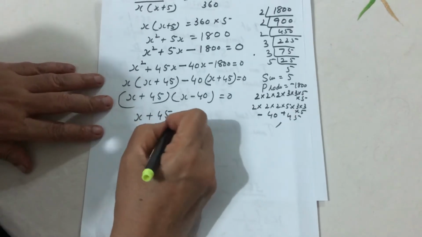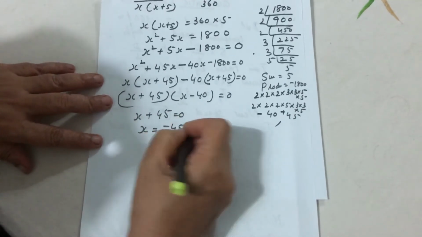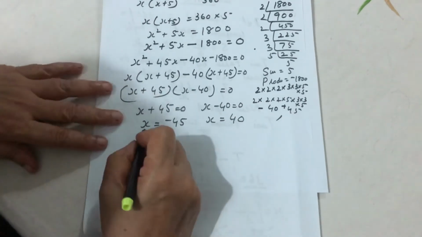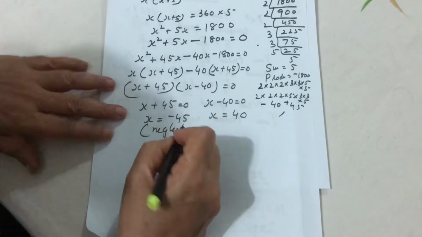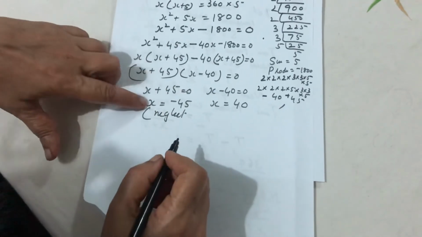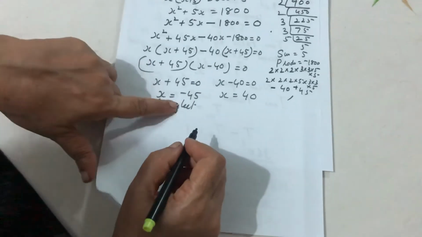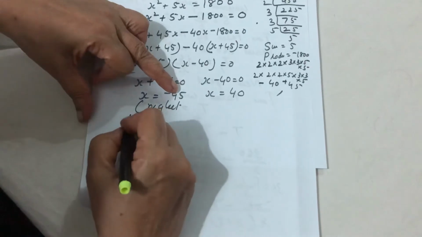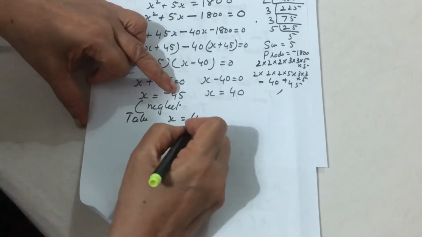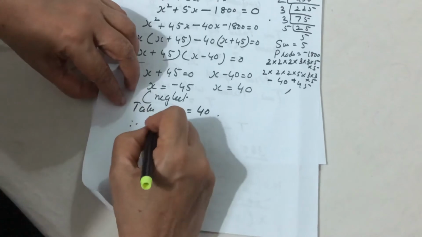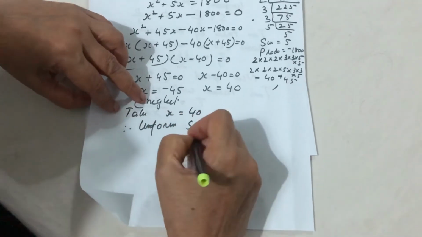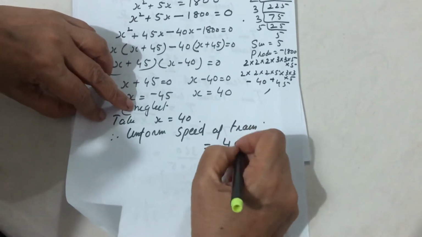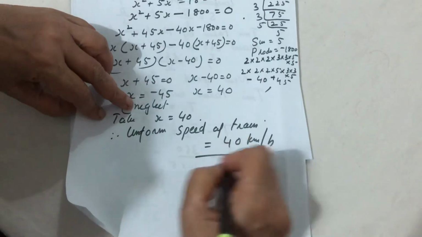x plus 45 equal to 0, that is x is minus 45. x minus 40 is 0, that is x is 40. You neglect the value x equal to minus 45, because we have taken x as uniform speed. Speed cannot be negative, therefore you neglect the negative value of x and take x equal to 40. Therefore uniform speed of the train is 40 kilometer per hour.